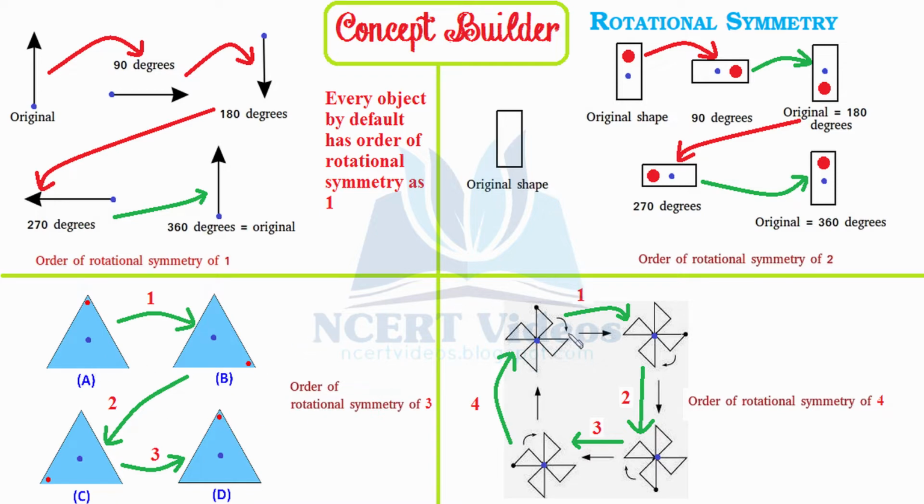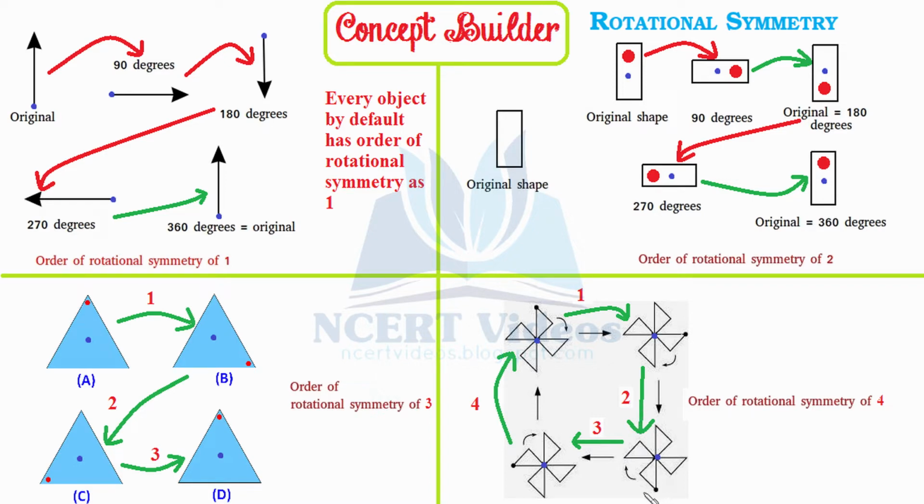Now we have a figure which contains rotational symmetry of 4. Initially we have a figure like this. This is our reference point. When we rotate it 90 degrees, we get this. Again, this figure appears like this, therefore one order of symmetry. Now we have a chance to rotate it another 90 degrees, and this point comes here. Again, this image appears like the initial one, therefore we have 2 orders of symmetry.